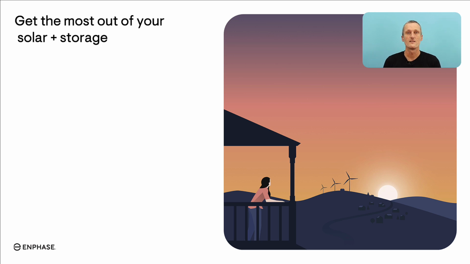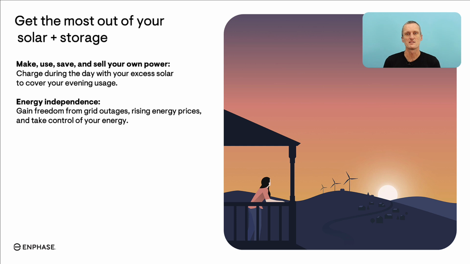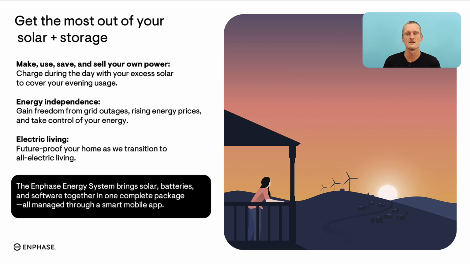If you have an Enphase solar and storage system, you have the ability to make, use and save your own power. You have unlocked the energy independence, which gives you the ability to protect yourself from grid outages, rising energy prices, and ultimately take control of your own energy. By transitioning to electric living and slowly updating outdated gas appliances, you are future-proofing your home and you can be in total control of your energy management and usage. By having a full Enphase Energy System, you have brought solar, batteries and software together, all managed by a single app.